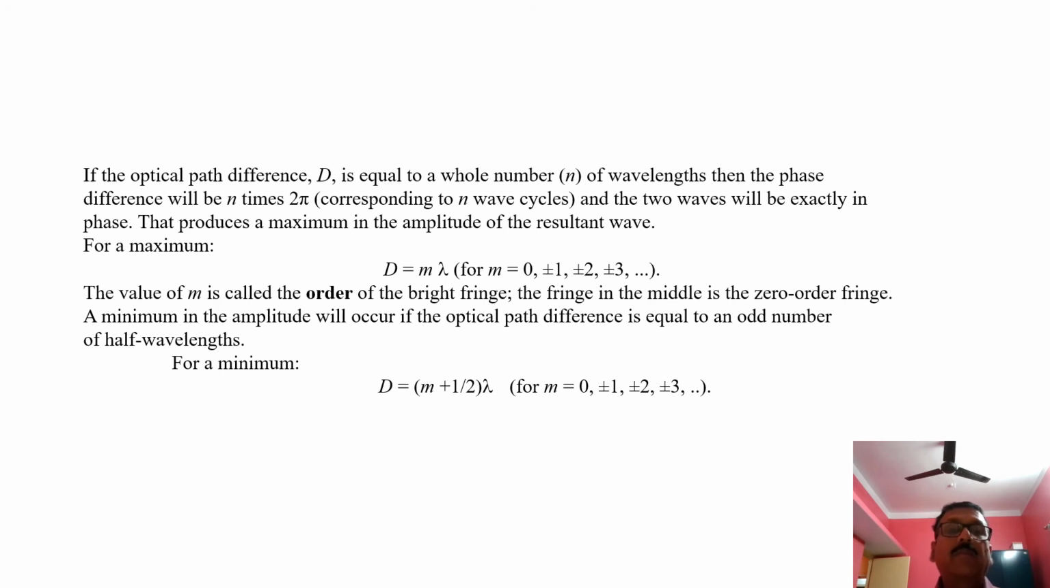A minimum in the amplitude will occur if the optical path difference is equal to an odd number of half wavelengths. That means for a minimum, the path difference D must be equal to (m plus 1/2) times lambda, where m is again either 0 or a positive or negative integer.